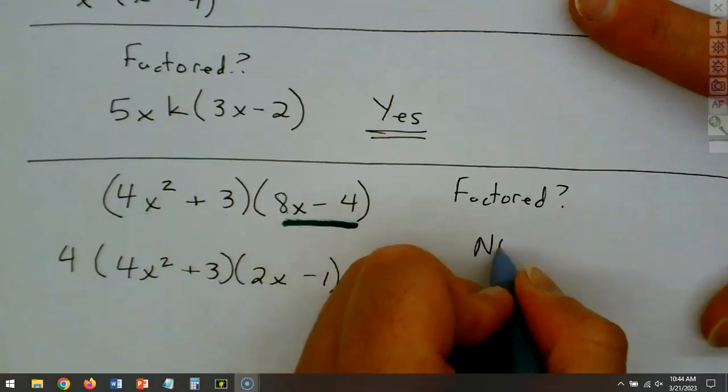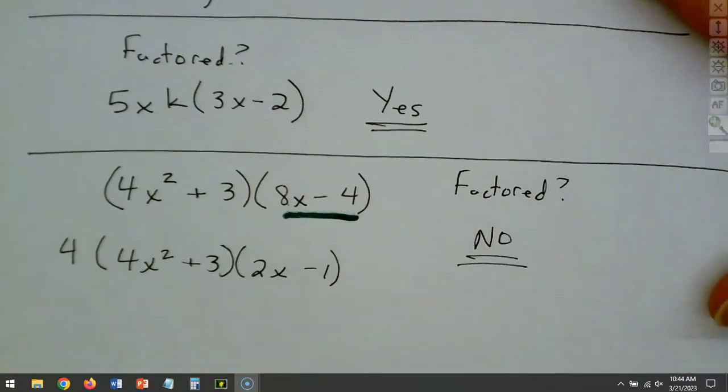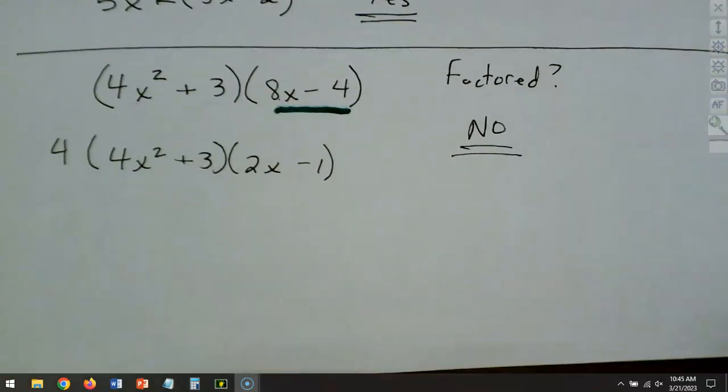So has this one been factored? No. Why not? Because we could take more out. If you can do something to it, it has not been factored.